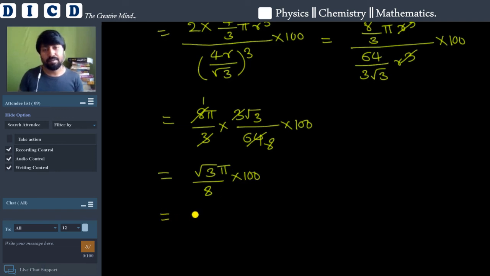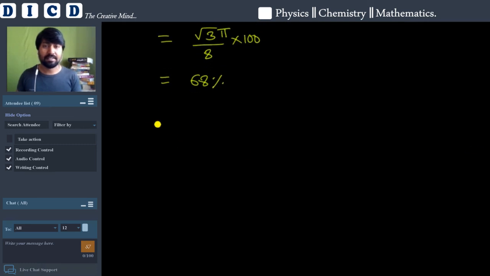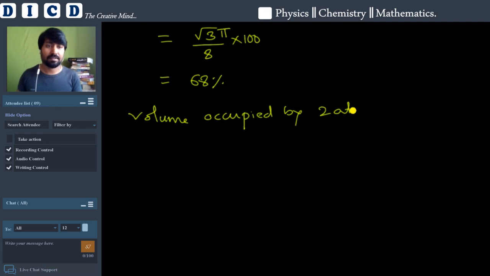Next term we have square root of 3 multiplied by pi divided by 8. I'm going to write the direct value, that is 68%. Now this is the percentage, that is the volume occupied by two atoms in the BCC. Now I think you know that this 68% volume is occupied by two atoms in a BCC.